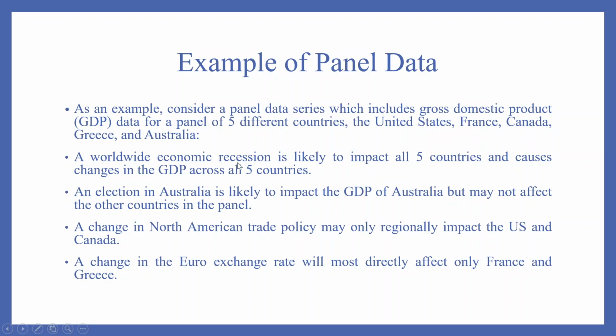A worldwide economic recession is likely to impact all 5 countries and cause changes in the GDP across all 5 countries. An election in Australia is likely to impact the GDP of Australia but may not affect the other countries in the panel. A change in North America trade policy may only regionally impact the US and Canada. A change in the euro exchange rate will most directly affect only France and Greece. These are all the examples of the panel data.